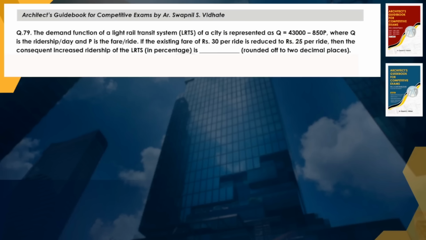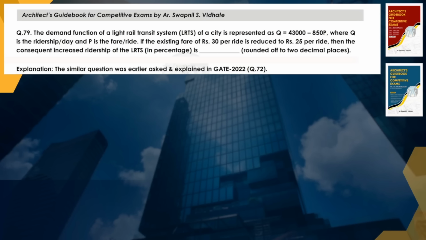Question 79. The demand function of a light rail transit system, LRTS, of a city is represented as Q equal to 43,000 minus 850 P, where Q is the ridership per day and P is the fare per ride. If the existing fare of rupees 30 per ride is reduced to rupees 25 per ride, then find the consequent increase in ridership of the LRTS in percentage. Please read the question carefully. They are asking for the increased ridership in percentage, not the figure. The answer expected is rounded off to two decimal places.